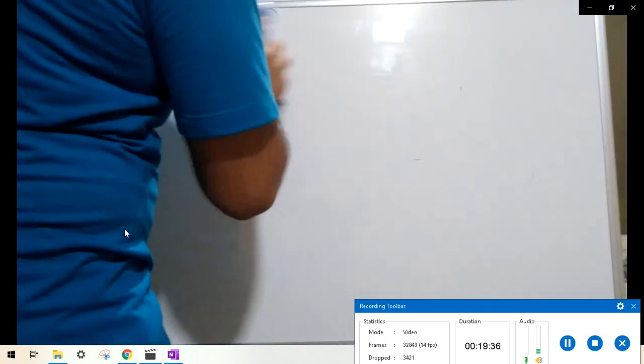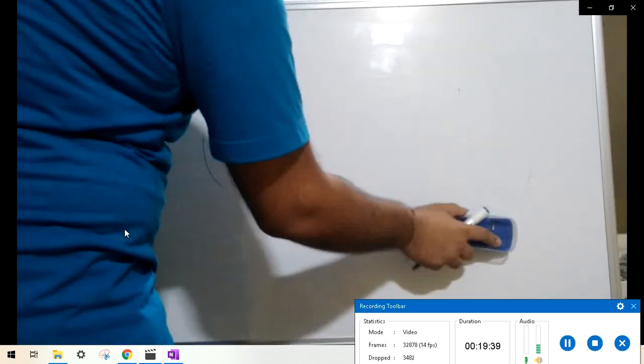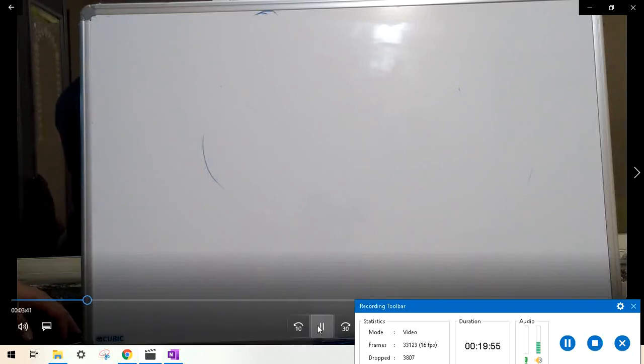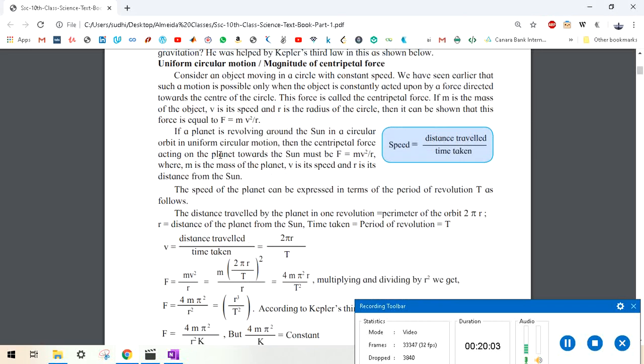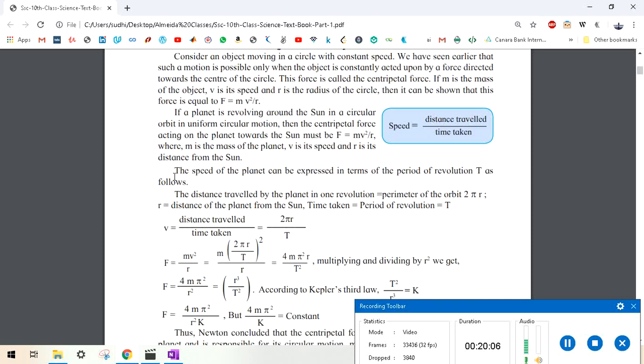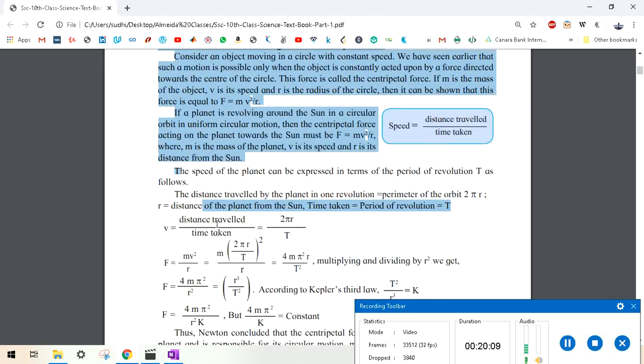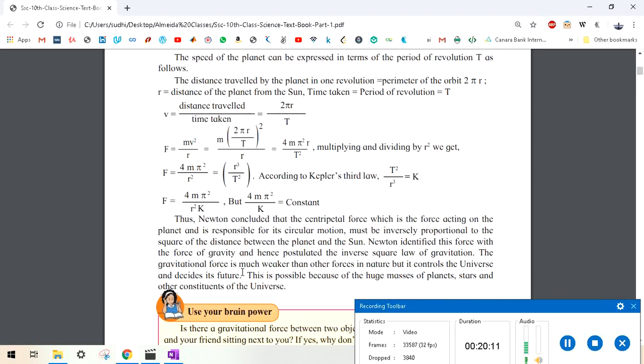Now let us go to another topic, and we will learn the formula involved in uniform circular motion, or the magnitude of centripetal force. You will find this in chapter first on page number 5. So here we are talking about chapter first, page number 5. So this part. Now I will explain this entire concept and equation and how it is derived. So please pay your attention.